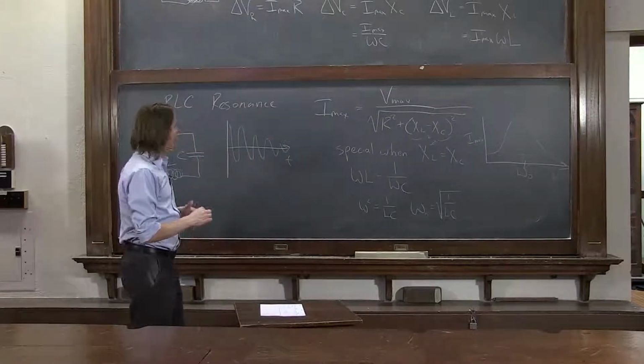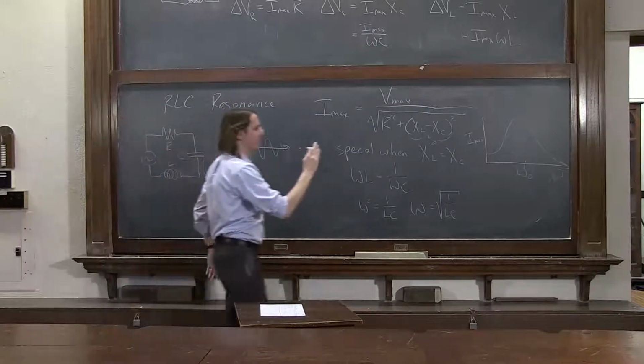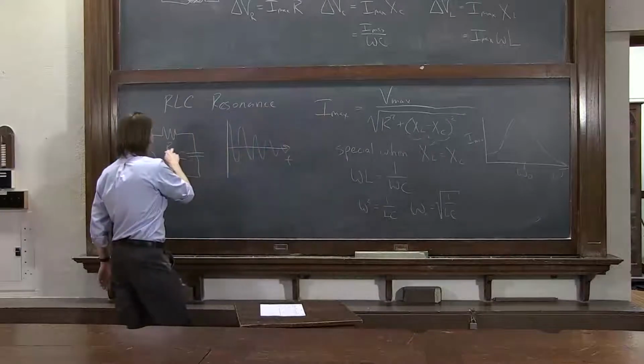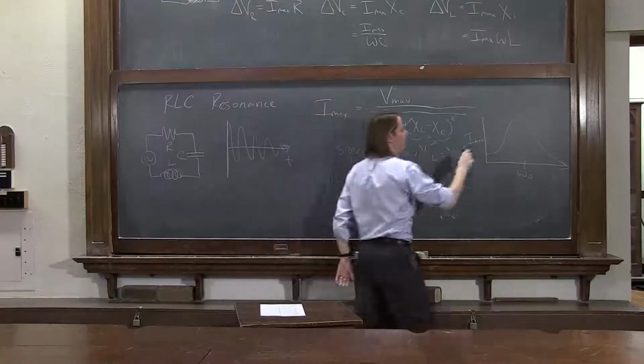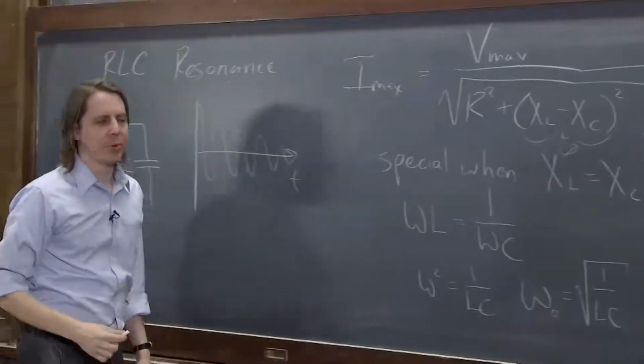So resonances are interesting. They can be really sharp or they can be not so sharp. The center, the position of the resonance, omega naught, depends on L and C. The width of the resonance, how sharp it is, depends on the losses. It depends on R. So the lower your resistance, the sharper the resonance you'll get.